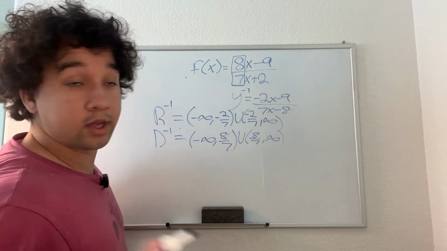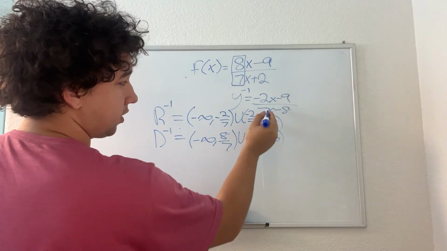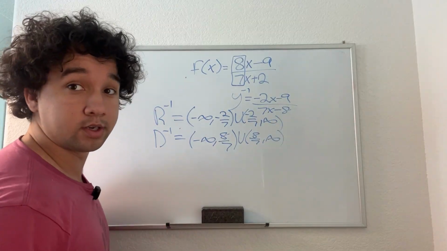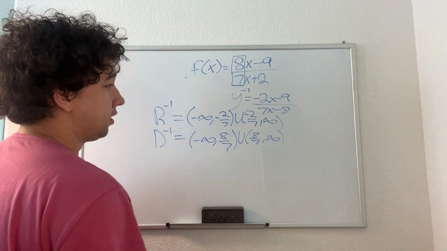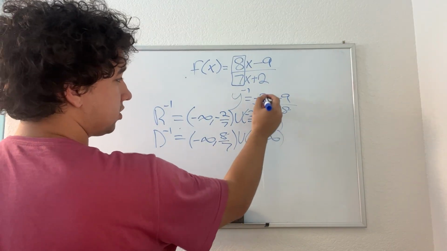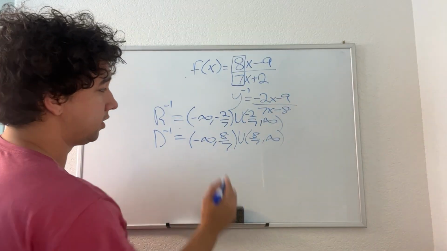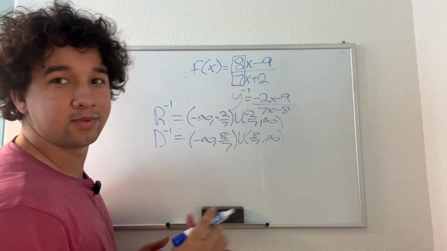And if you want to do that, you can just check it yourself. Notice that if I plug in 8/7 here, the 7s cancel out. You get 8 minus 8 equals 0. That's a domain restriction. And notice here, negative 2/7, those are the coefficients. When the highest degrees are equal to each other, that's my range. That's it.